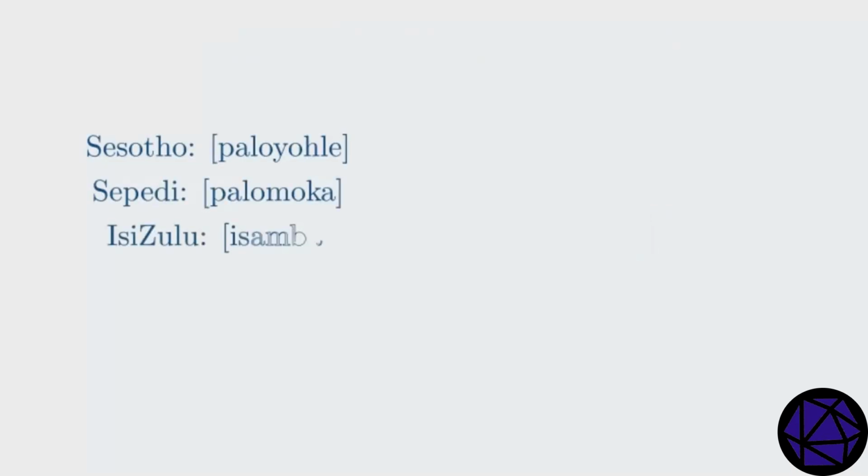Next up is the integral sign. It looks like a tall, skinny S. In Sesotho, we say palo e tlatsang. In Sepedi, it's palamoka. And in IsiZulu, we say isamba. This symbol is used to calculate the total amount of something that is changing continuously. A common use is to find the area under a curve.